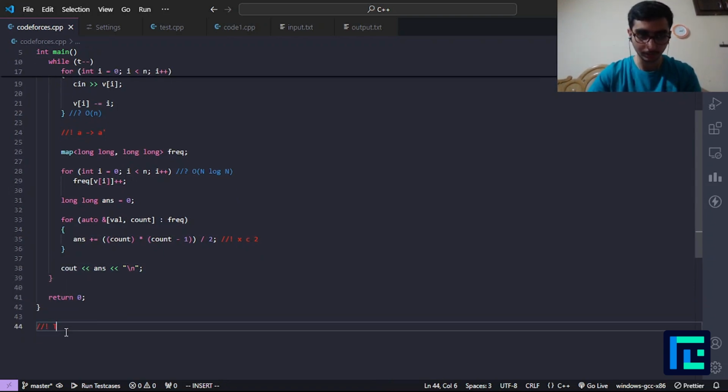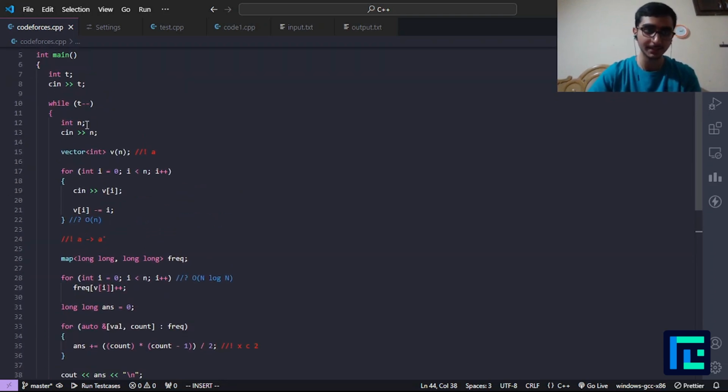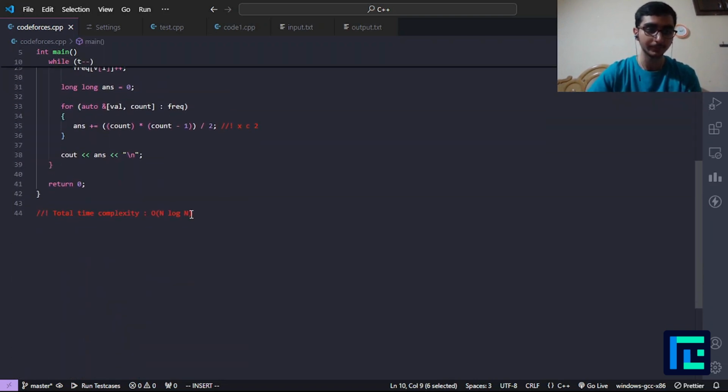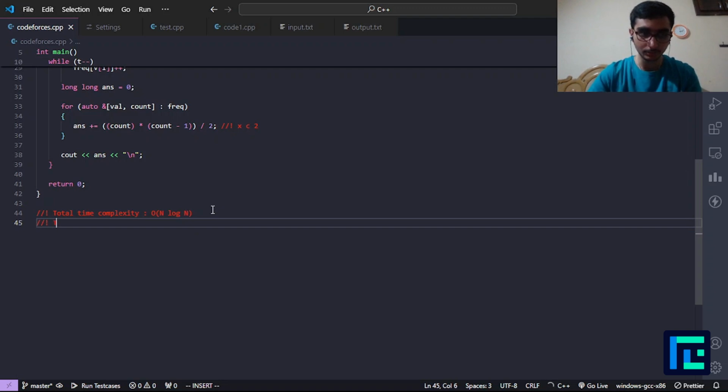So the total time complexity comes out to be O of n log n, because as stated earlier, we have a bound over the sum of n over all test cases, so we won't be including t. And finally, the total space complexity would be O of n, because we are just using linear space.